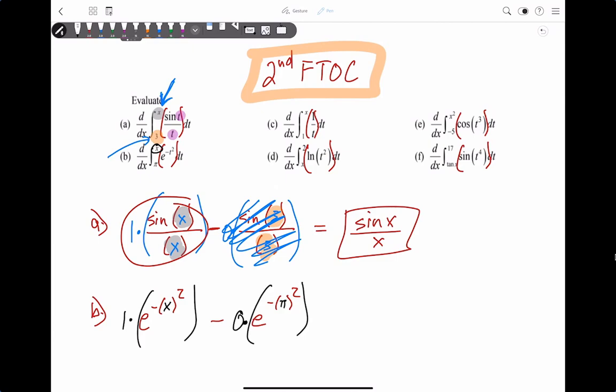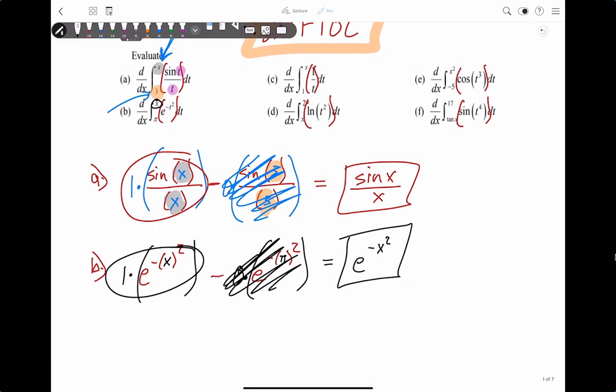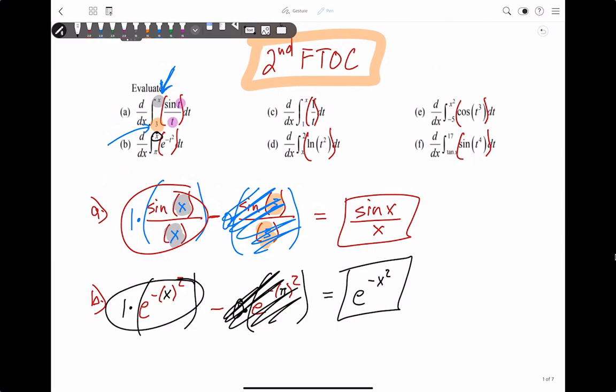And the derivative of a constant is 0, and we know pi is a constant. So this one also zeroes out. So you're just left with this piece here that equals e to the negative x squared with no parentheses. Okay, again, we're just taking derivatives of integrals. Okay, let's look at a couple others. Let's look at C and D.